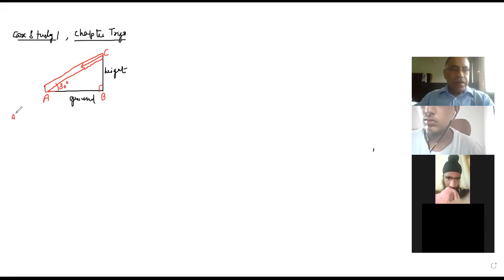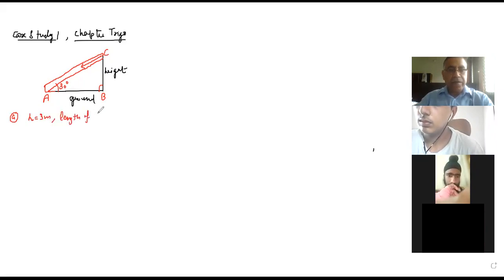This is all given in the question A part. If the height of the slide is 3 meter, so height is given 3 meter. Find the length of slide. I want to find out the length of slide. The options are 3 meter.